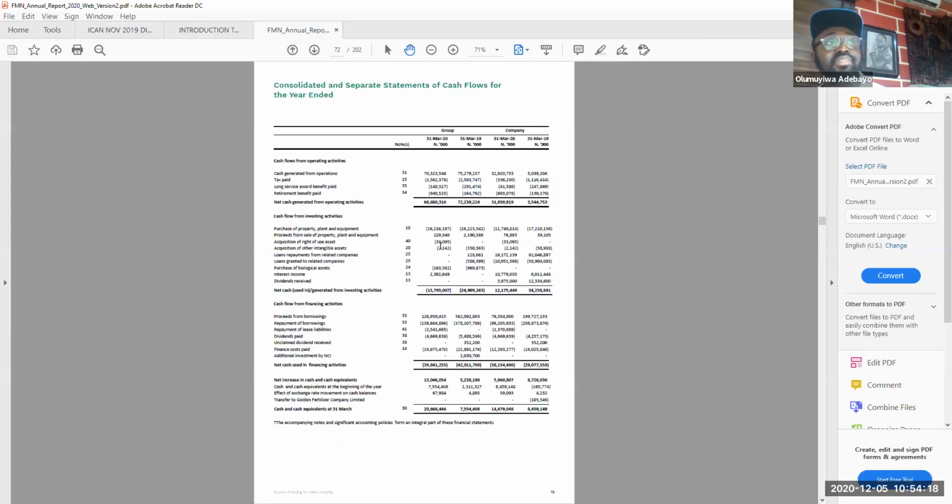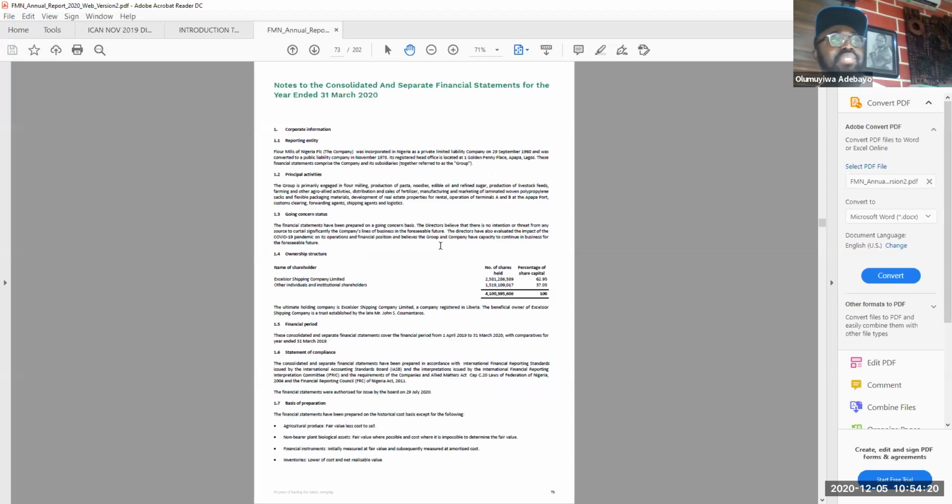You can see the statement of cash flows. Now, where I'm taking you to is a note to the financial statement. I do make up a breakdown by saying general information, statement of compliance, and everything. I want to show you here.